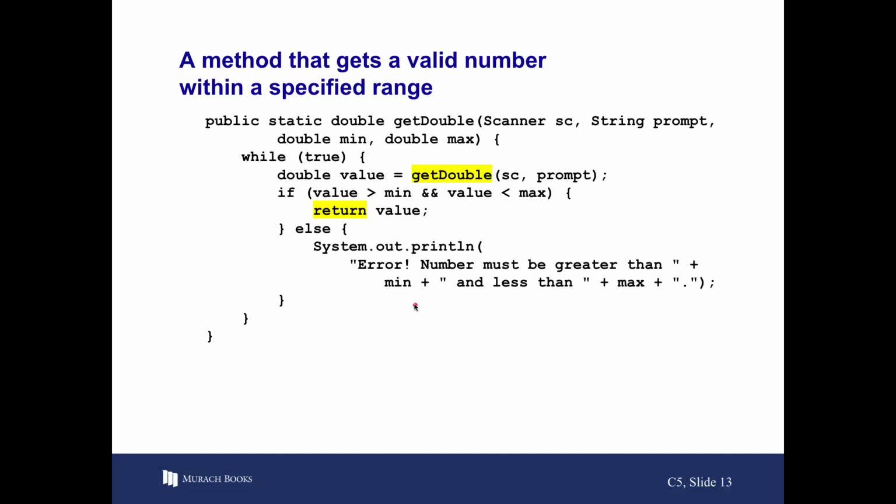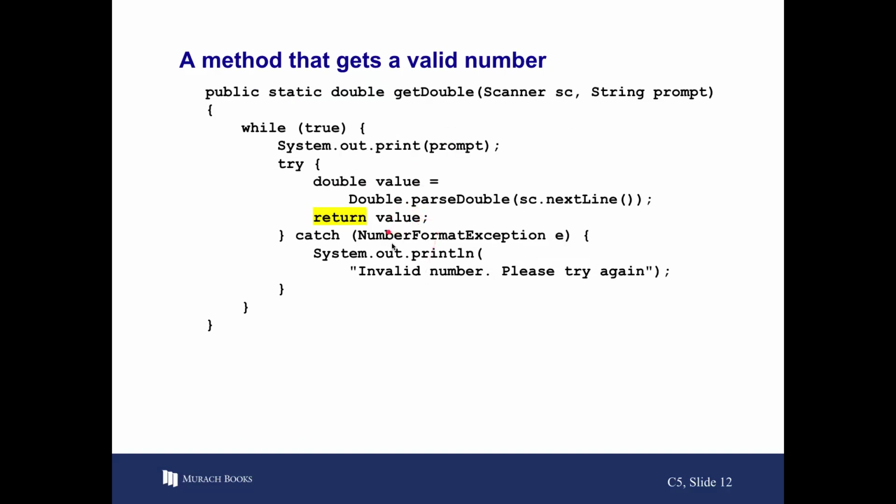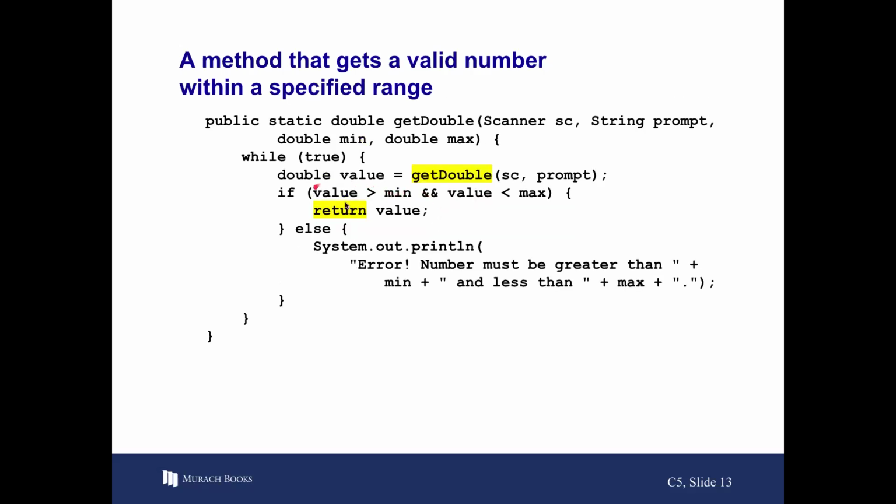So this is input validation. I'm making sure that I'm using the getDouble method right here and using a try catch block and exception handling to make sure that the data that was entered by the user is a valid numeric double format. And then I'm doing additional input validation by saying it also needs to be between these two values. So this is input validation.